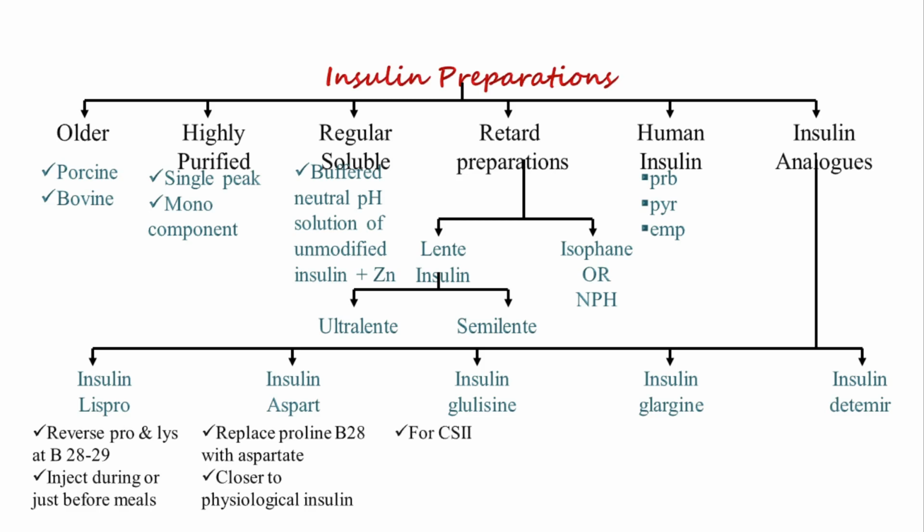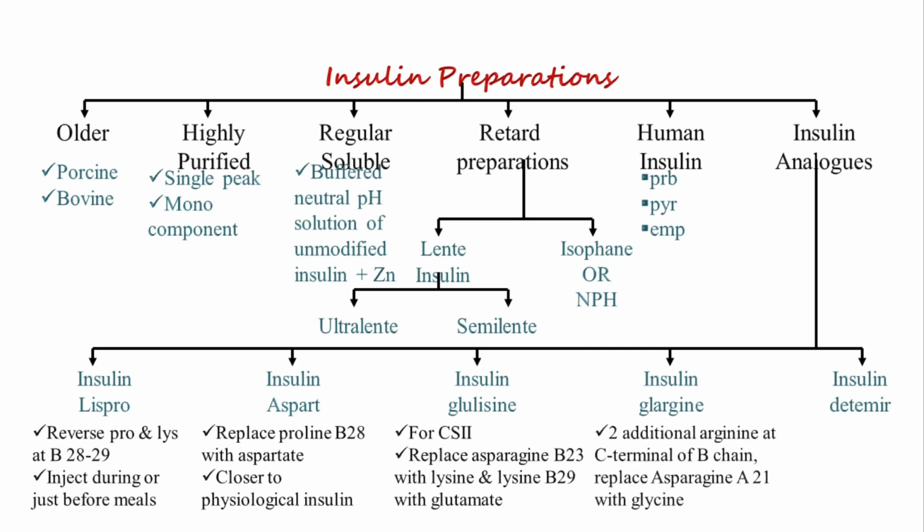And for CSII, continuous subcutaneous insulin infusion, these are insulin pumps. We prefer glulisine. And for this, what we have done is we have modified it a little bit. At position 23 on B chain is asparagine. Remove that asparagine, replace it with lysine. And on B29 position, there was lysine. You remove that and replace it with glutamate. This insulin works beautifully with the insulin pumps.